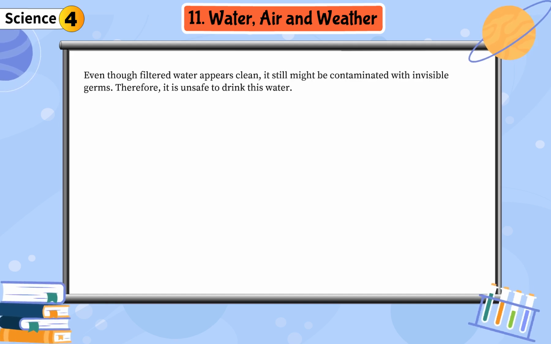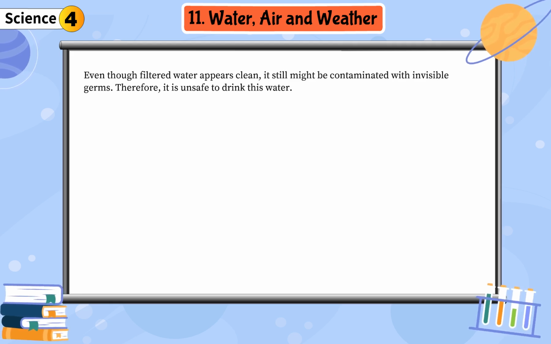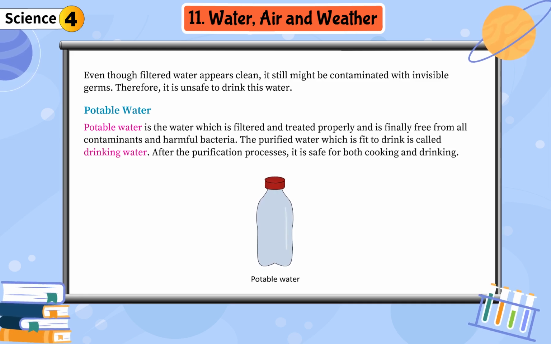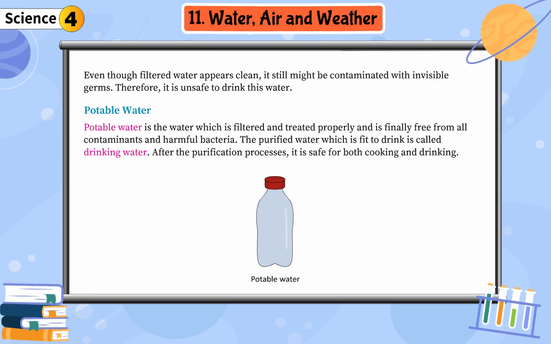Even though filtered water appears clean, it still might be contaminated with invisible germs. Therefore, it is unsafe to drink this water. Potable water. Potable water is the water which is filtered and treated properly and is finally free from all contaminants and harmful bacteria. The purified water which is fit to drink is called drinking water. After the purification processes, it is safe for both cooking and drinking.